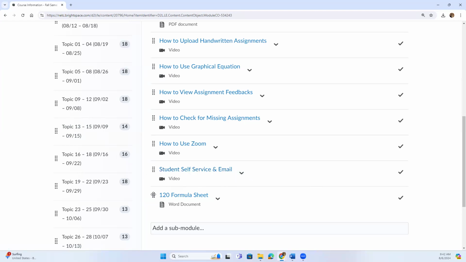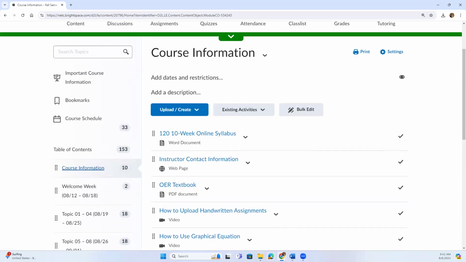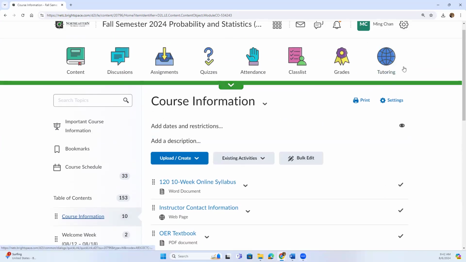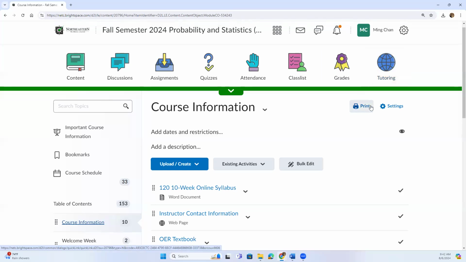And here is the formula sheet. Students will need a formula sheet toward the end of the semester, about midway through the semester. You will start needing it. And there's an online tutoring service right here. This widget right here, if you click on it, you can set appointments with the college's online third-party tutoring service, if you cannot get in touch with me.